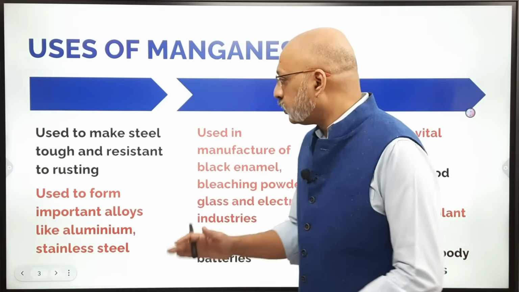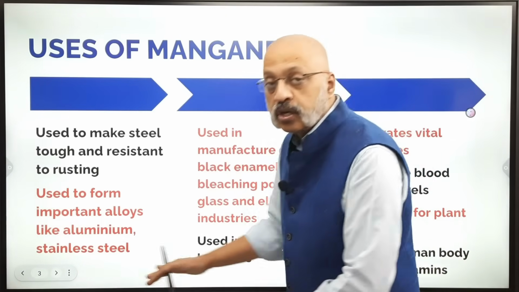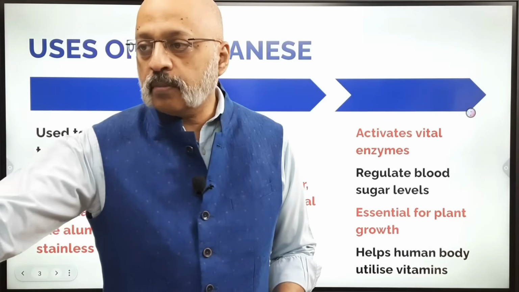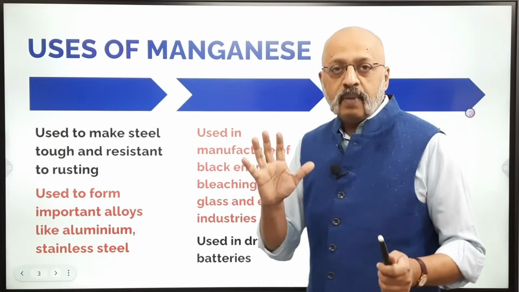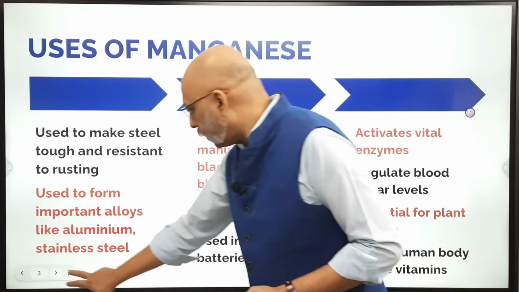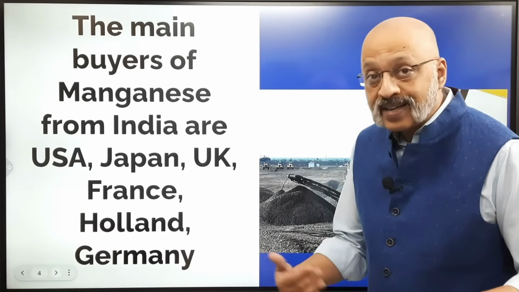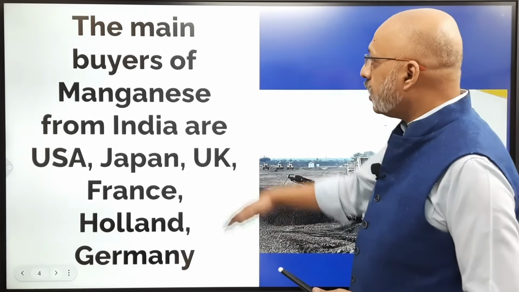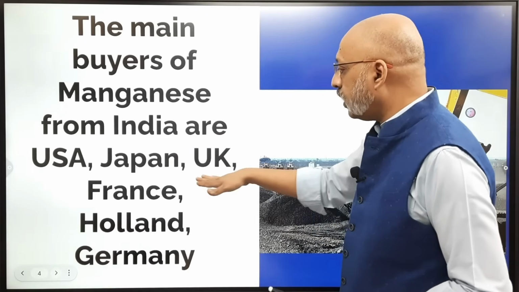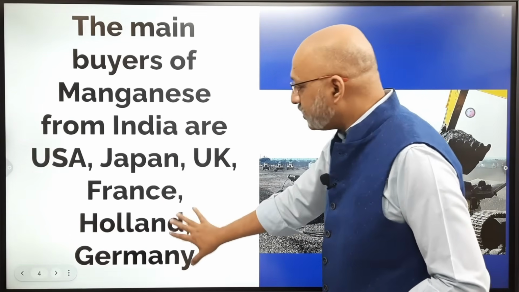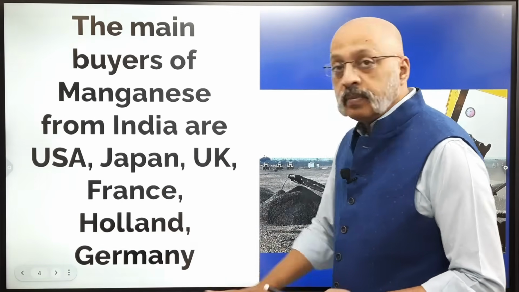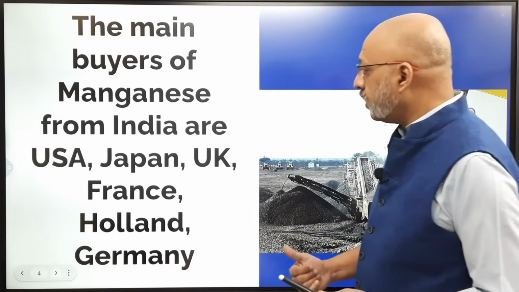Okay, and this is as far as the entire industrial use of manganese is concerned. Okay, so these are some of the uses, 7 uses I've mentioned, but you make sure that you know about 4 of them or 5 of them pretty well. Okay, in case it comes as a long format 3-mark question. Now, the main buyers of manganese from India are USA, Japan, UK, France, Holland, Germany. So you realize that European countries, 4 of them, UK, France, Holland, Germany, buying their manganese from India.